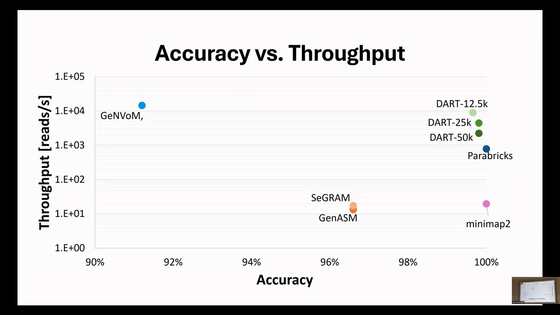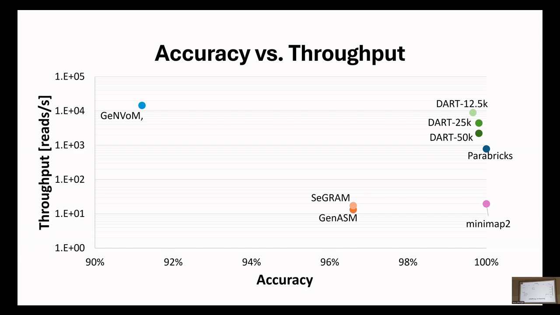So if we look at the graph that compares the accuracy with the throughput, we can see... How do you define accuracy? How many locations for each read, how many for all of the reads, how many reads we map to the right locations compared to BWA. Compared to some industry standard.